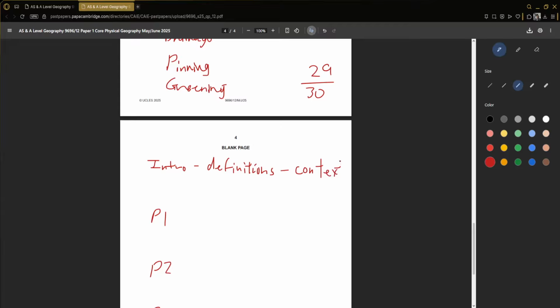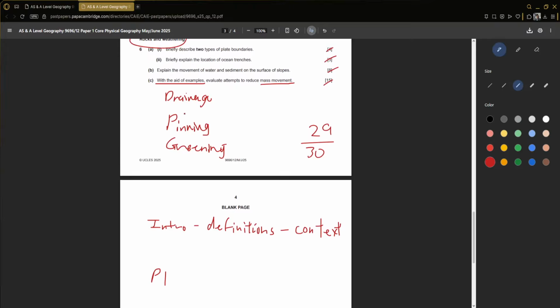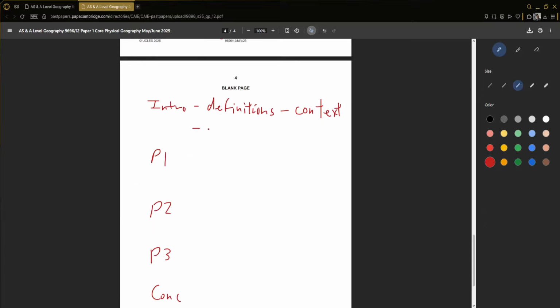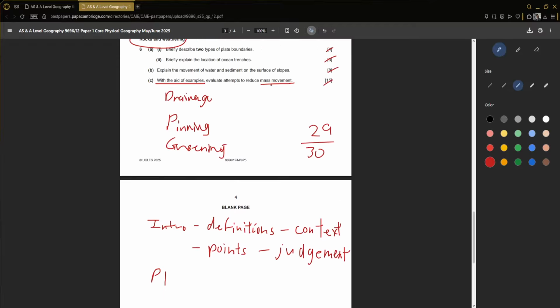After you add in your definitions, you can add in the context and introduce your points or case studies. So context, by that I mean drainage is used in Malaysia or Hong Kong, for example, and that's just introducing what you're going to talk about. Introduction of points. So you're just briefly mentioning what you're going to talk about as an introduction sentence. And then you have to add your judgment over here. Basically, spoil the beans, spoil what your ultimate opinion is. And you can say attempts to reduce mass movements have been somewhat successful or somewhat unsuccessful or moderately unsuccessful.